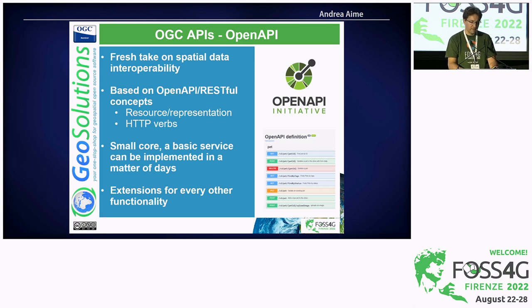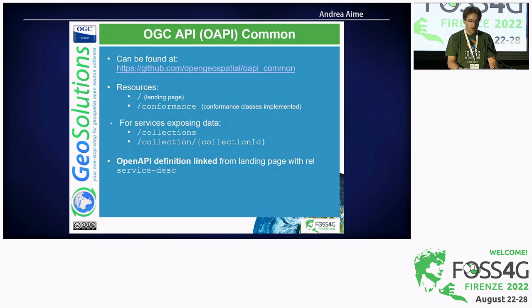So you have resources, their representations, and HTTP methods that go with them to do things on the resources. OGC API Common can be found in this repository. It really just defines the notion of a landing page, which is sort of your equivalent of a capabilities document, more or less. It's just a bunch of links to all the other resources, including the conformance classes, which is a list of what that server can do, which is very, very important in OGC API services, because you have a very small core that can do just the minimum, and then you have a bunch of extensions telling you, yeah, I can support JSON, and I can support HTML, and I can do filtering, and I can do CRS, and so on, whilst the core is really, really simple, and we are going to see an example of it with OGC API Features.